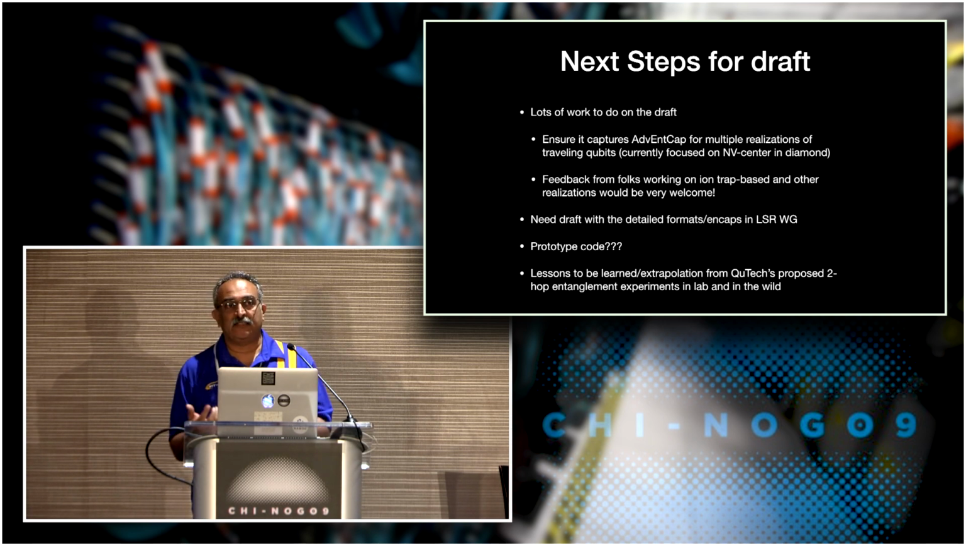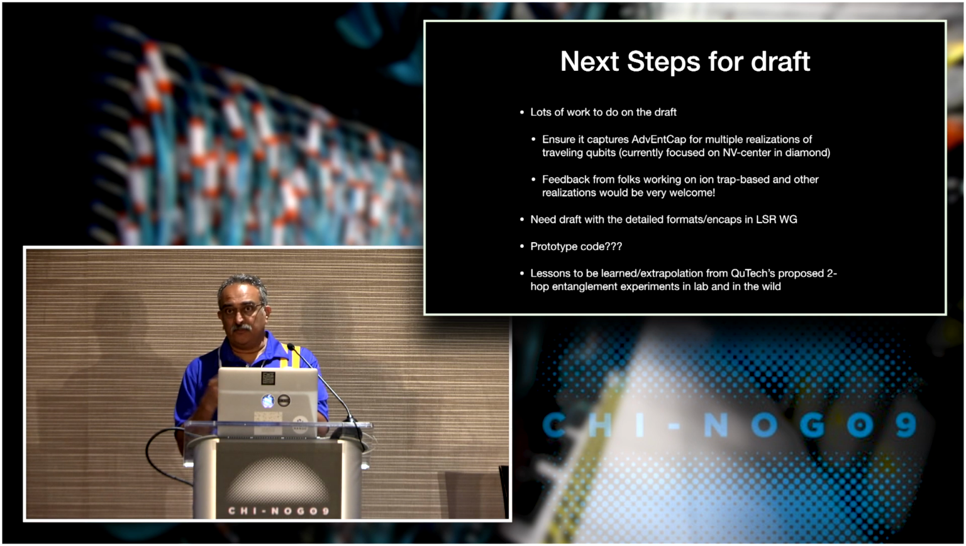But other people use different technologies. So there's ion trap, there's other realizations of quantum qubits, or communication qubits. So this was very much focused on how the QTech people do it, but the goal is to get other people to also say how they would do quantum entanglement, what kind of properties they would like to see, and how does this actually go. So we have this sort of overall architecture draft that says what's going on and what the properties are. We need drafts with more details on how you capture this information.